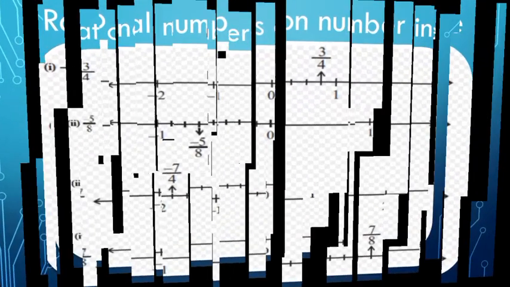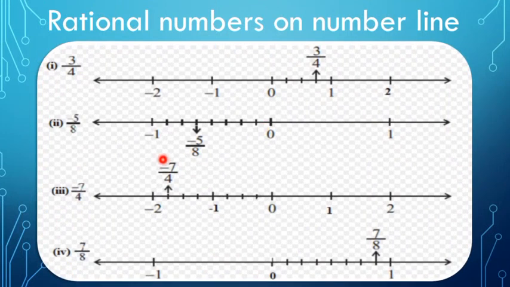Now let's learn how we plot rational numbers on the number line. So 3 by 4. As it is a proper fraction, take the region between 0 and 1, divide it into 4 parts and select the third part. So first, second, third. So this is 3 by 4.